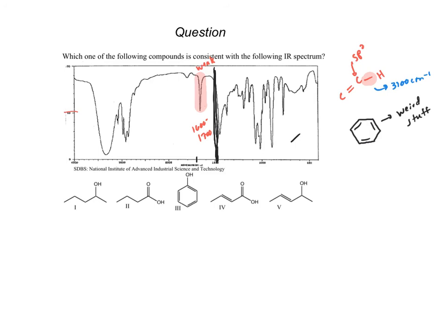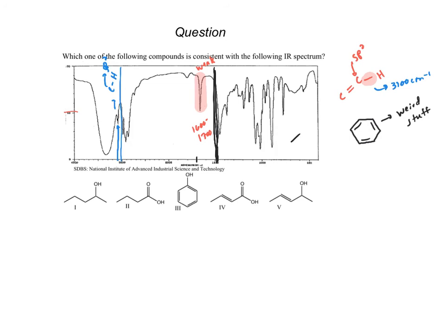So if I go over here to 3000, which is my next step, and I draw a line, what's right there at 3100? So this guy is our carbon-hydrogen bond from a carbon that is sp2 hybridized. So we'll say this is carbon-hydrogen, sp2 hybridized carbon.